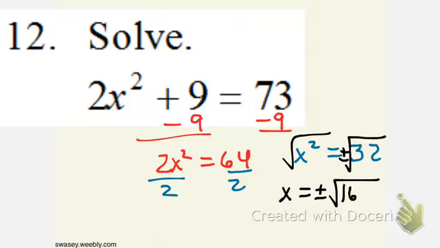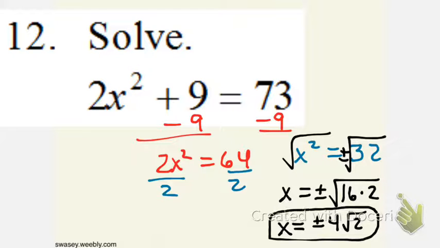32 can be rewritten as 16 times 2, and the square root of 16 is 4. We're looking for those perfect square factors there. So we get positive or negative 4 root 2.